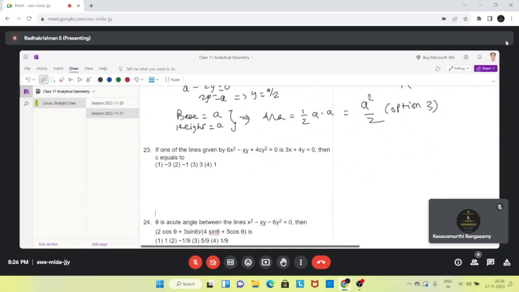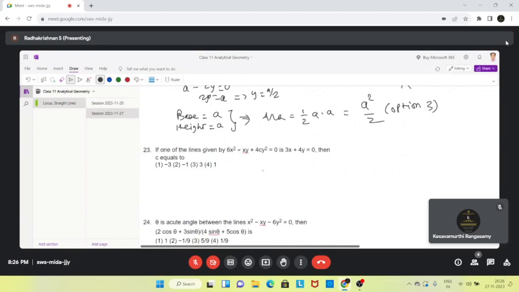Okay. If one of the lines given by 6x square minus xy plus 4cy square equal to 0 is 3x plus 4y equal to 0, then what is c? Okay. So what we can do is, in this case, the other line multiplied by 3x plus 4y is equal to 6x square minus xy plus 4cy square. So we can simply divide this by this.